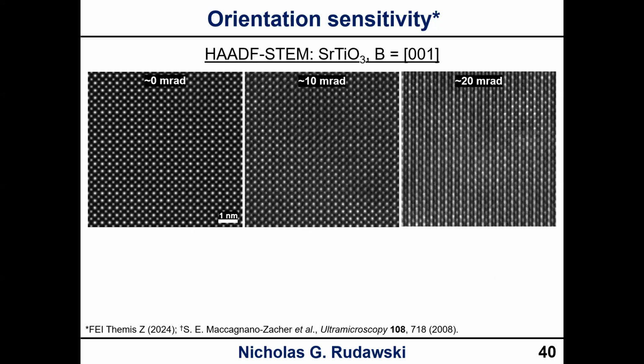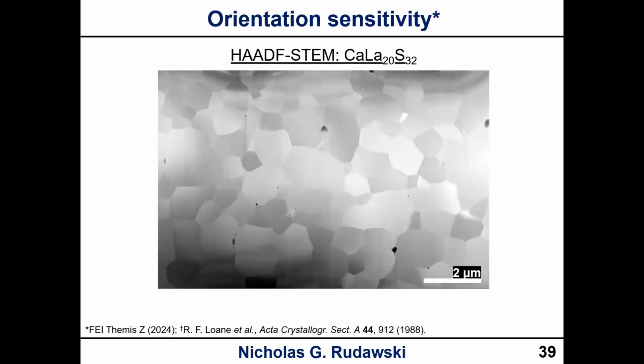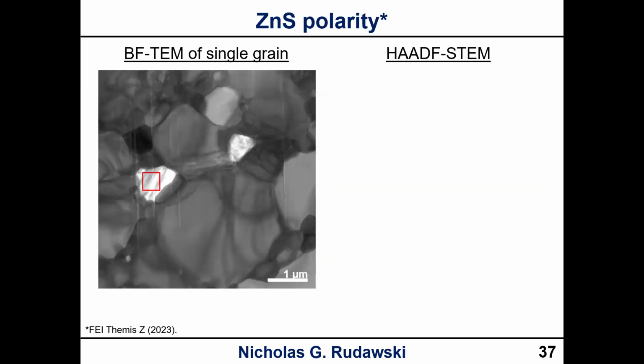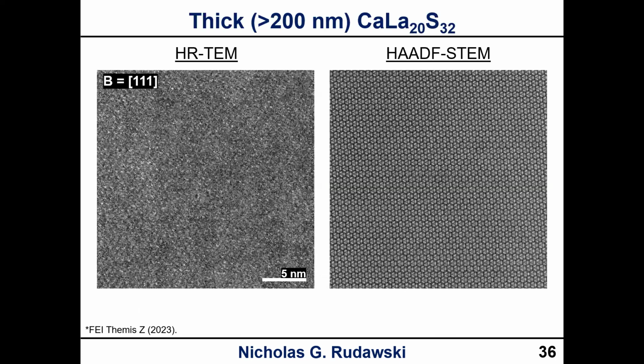I do know experimentally, because I showed that example, back here, of the calcium lanthanum sulfide, of the high-res TEM versus the HAADF-STEM. Without question, alignment with the zone axis to get the best STEM image is probably the most critical part of this, especially when the sample gets a little bit on the thick side. But that's the same whether it's thick or thin: having good zone axis alignment.